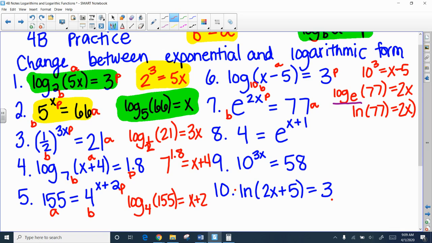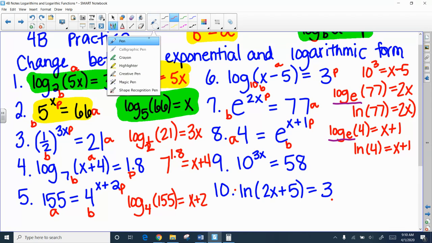The same thing on number 8. Pay attention though that this is not quite in the right order. On this one, we have 4 equals e to the x plus 1 power. Since we have a base and a power, this is the b, this is the p, and this side is actually the a. So it's in a different order than number 7, but same kind of thing. If I wrote it in logarithmic form first, you might write log base e of 4 equals x plus 1. But again, instead of log base e, we would write natural log. So natural log of 4 equals x plus 1.